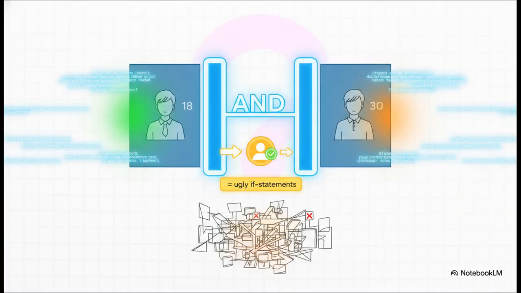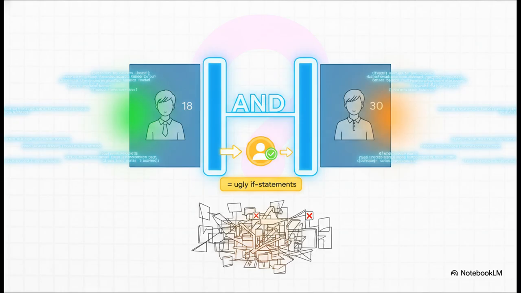All right, to kick things off, let's look at a super common programming hurdle. By now, you already know how to write simple if statements to check a single condition, right? But what happens when you suddenly need to check multiple conditions at the exact same time? Say, for example, you need to write a piece of code to check if a user is between 18 and 30 years old.